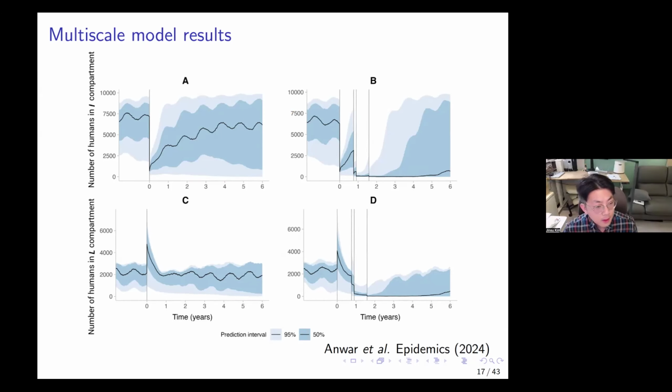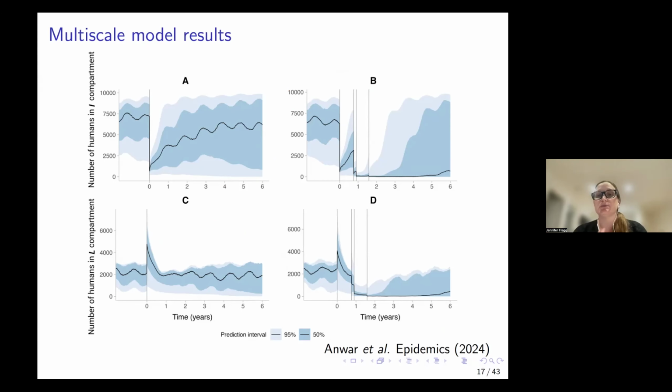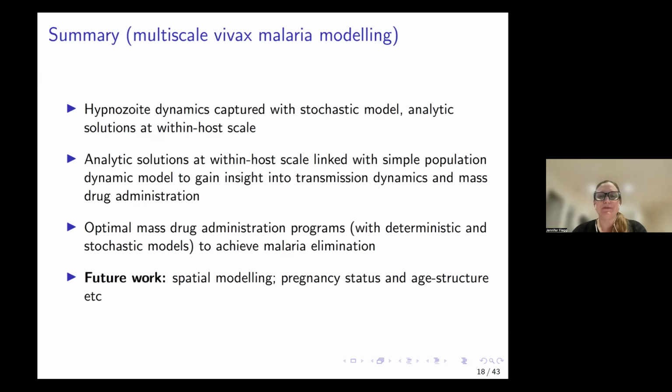In the previous slide, the deterministic model seemed to have no oscillation, but the stochastic one has oscillation. So what drives the oscillation? Yeah. Sorry. In this work, there was no seasonality, whereas in this simulation, it was more realistic. We implemented seasonality based on seasonality of biting rate. Yeah, good question. Okay, so I'll move on from this first piece of work.